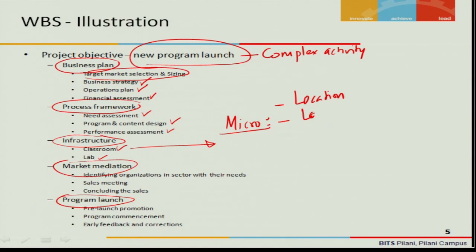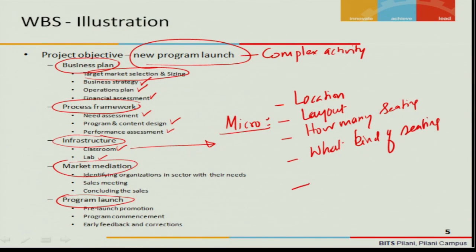Second, you need to identify the layout, how it will look like. Then you will identify how many seating will be needed, what kind of seating will be needed, how many classrooms will be needed, how many washrooms will be needed depending upon the number of people. Will you need something else, the infrastructure in terms of teaching aids?